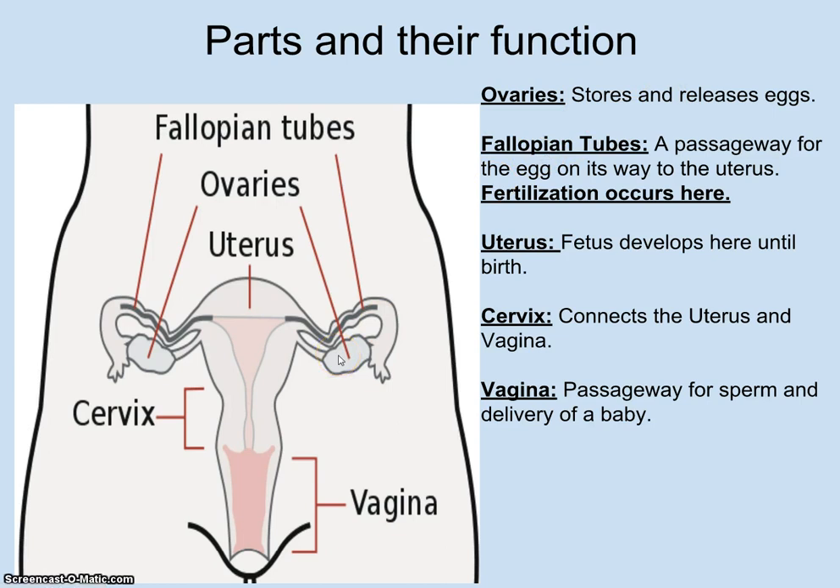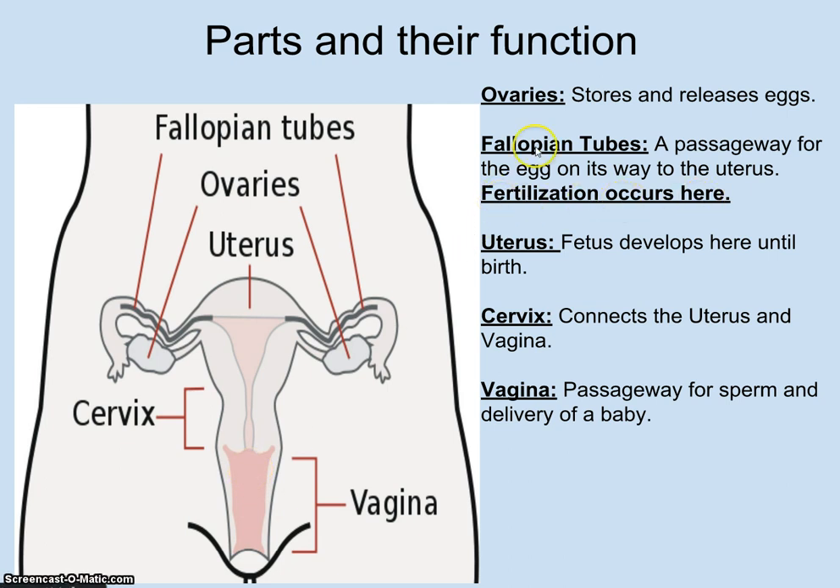That's this part here. The fallopian tube is the passageway for the egg. So the egg travels along the fallopian tube to the uterus. The uterus is where the baby develops. The cervix connects the uterus and the vagina, and the vagina is the passageway for sperm and also for the delivery of a baby. I forgot to mention one super important thing.